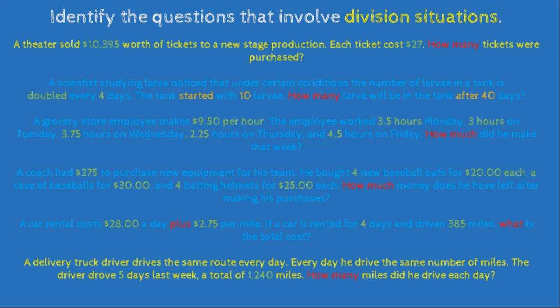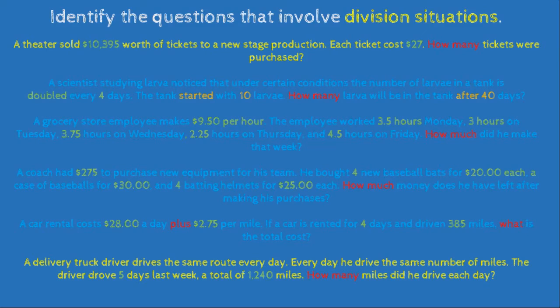We will move on to the next one. A grocery store employee makes $9.50 per hour. The employee worked 3.5 hours on Monday, 3 hours on Tuesday, 3.75 hours on Wednesday, 2.25 hours on Thursday, and 4.5 hours on Friday. How much did he make that week? So we know we need to add all those hours, which adding is not a division situation, and we want to know the total amount that he made that week. So we have to multiply again. And again, multiplication is not a division situation.